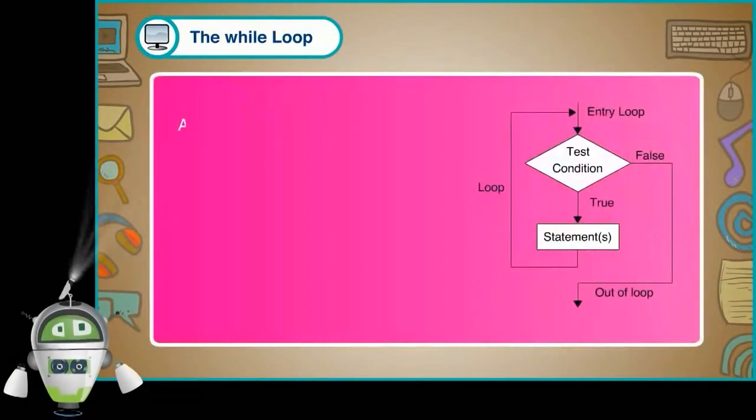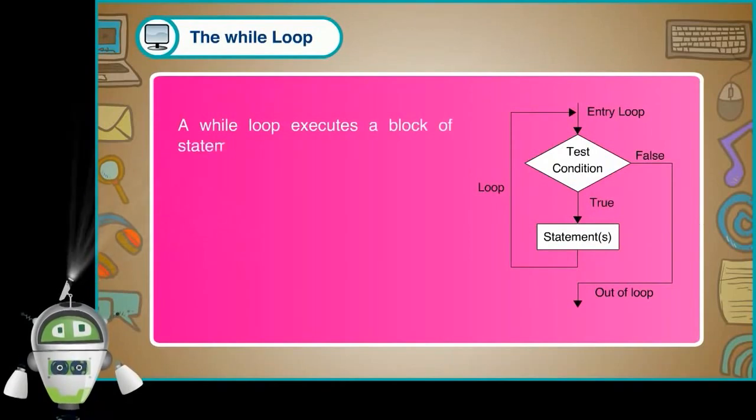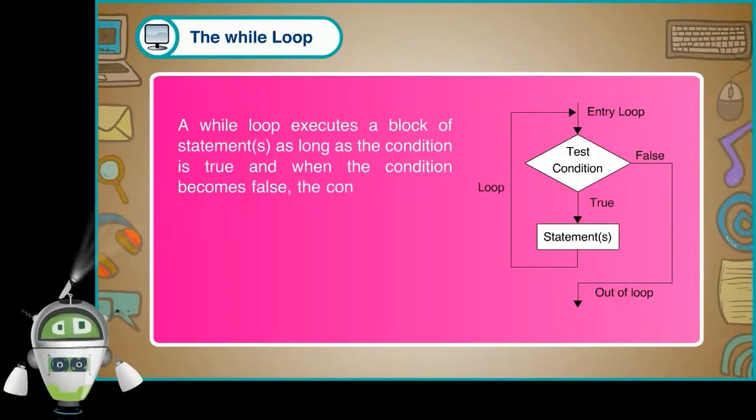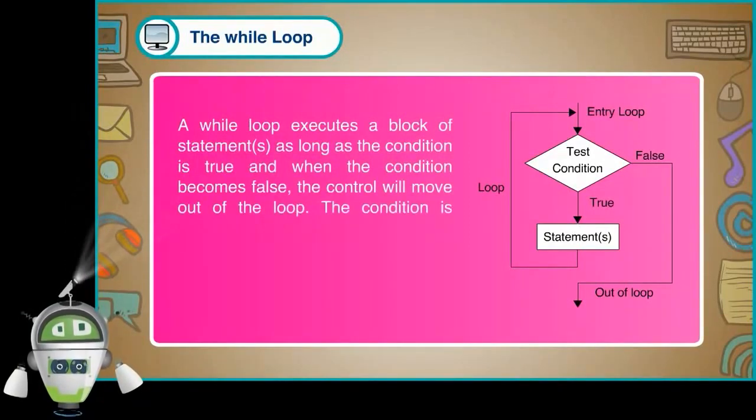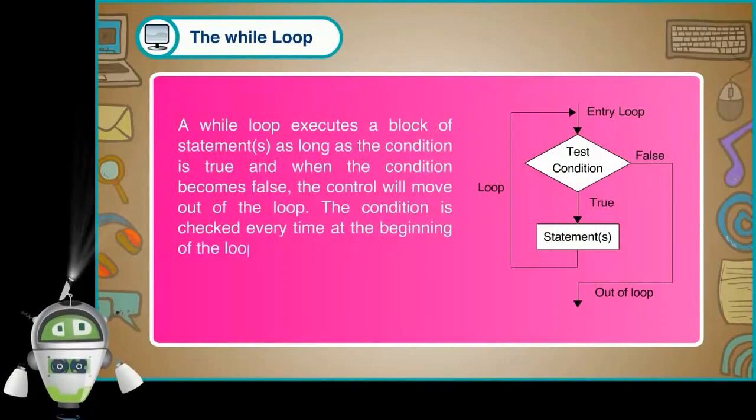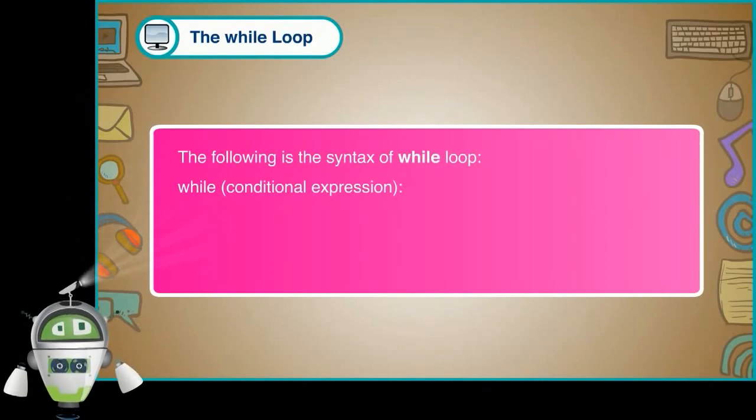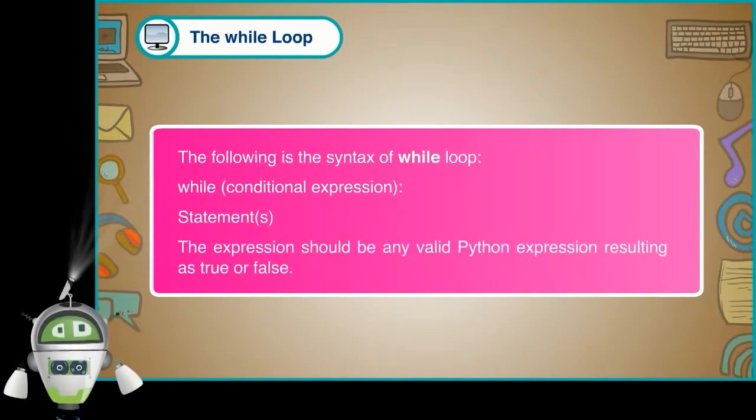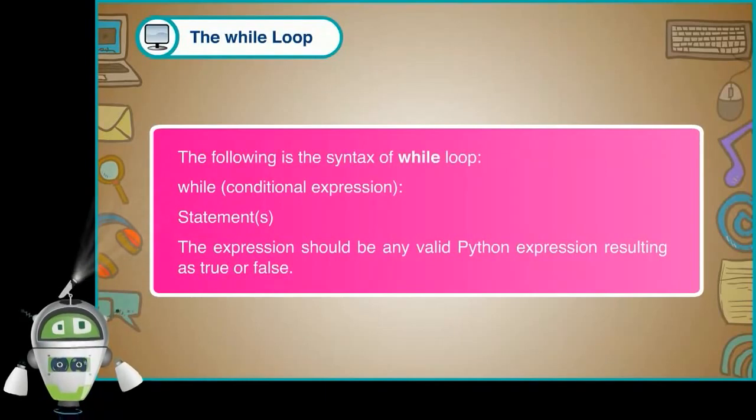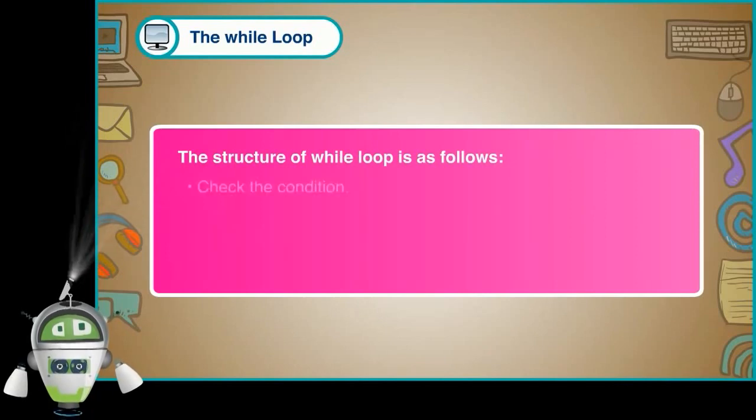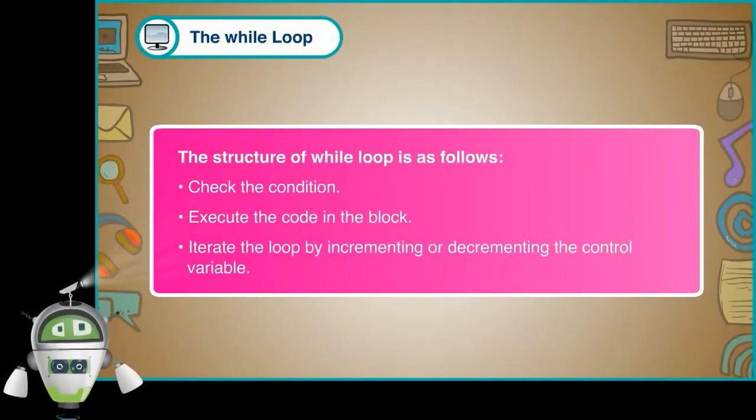The while loop. A while loop executes a block of statements as long as the condition is true, and when the condition becomes false, the control will move out of the loop. The condition is checked every time at the beginning of the loop. The following is the syntax of while loop. While conditional expression: statements. The expression should be any valid Python expression resulting as true or false. The structure of while loop is as follows. Check the condition, execute the code in the block, iterate the loop by incrementing or decrementing the control variable.